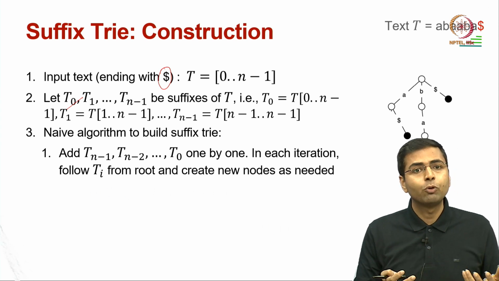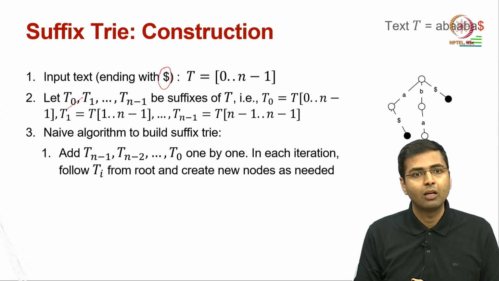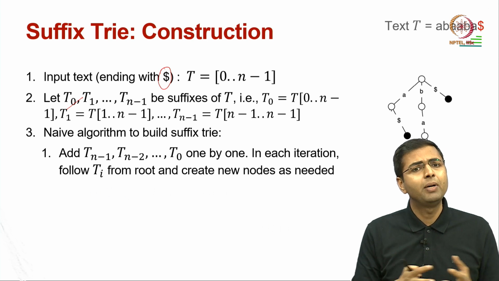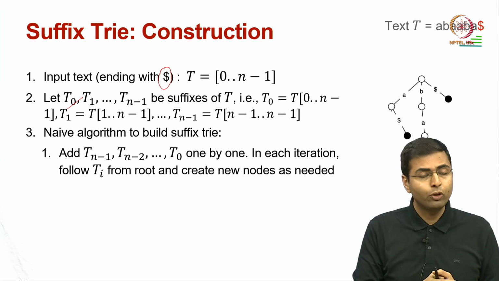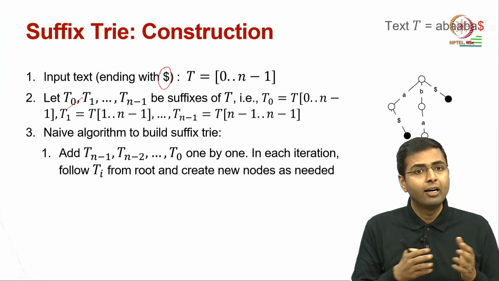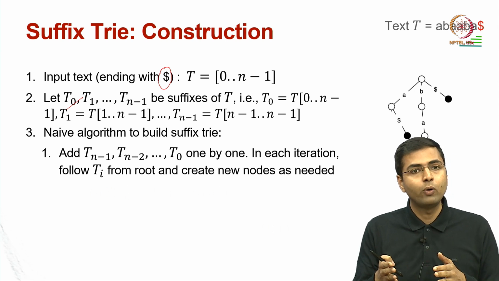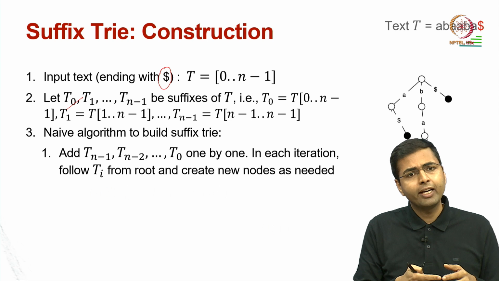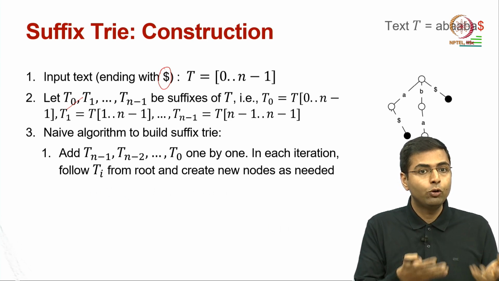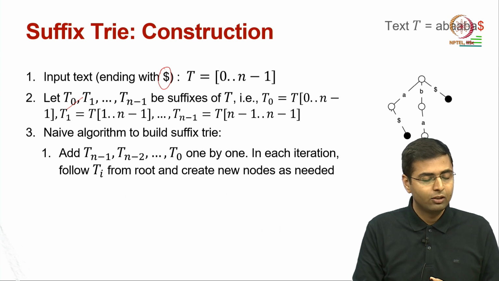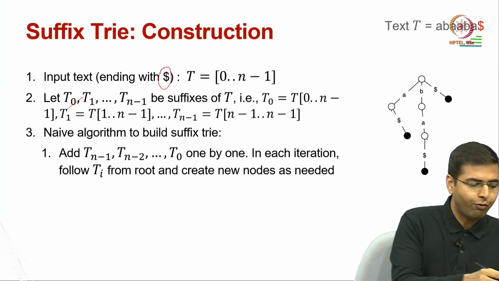What would be the naive algorithm to build a suffix trie? Well, the naive algorithm would be to add one suffix at a time. You can add these suffixes in the order Tn-1, Tn-2 and so on, or you can reverse the order and add T0 first, then T1, then T2, and so on. The order is not important, so we can follow any order.